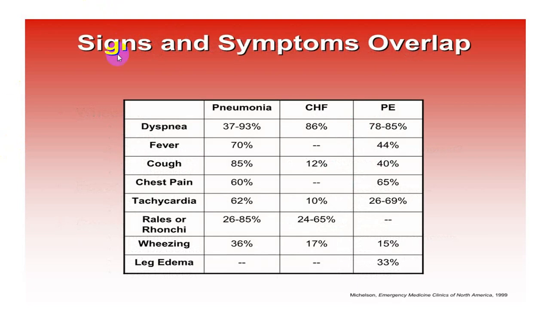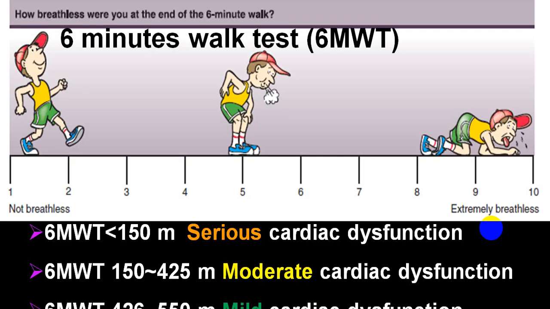This is a difference between three groups, that is pneumonia, congestive heart failure, and pulmonary embolism. Which symptoms are more common in which group? At your leisure time, you can go through. Otherwise, this will be a very long topic. So I'm keeping this slide. You can go through it at your leisure time.